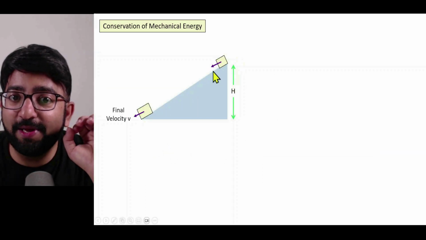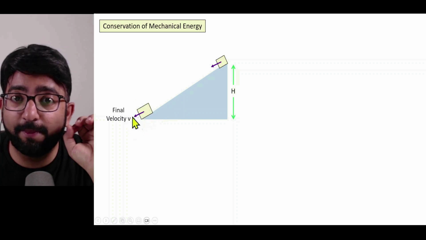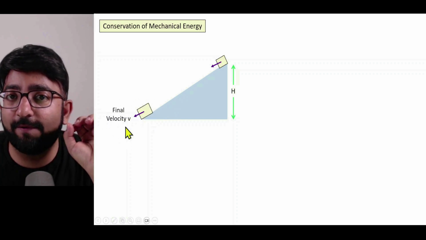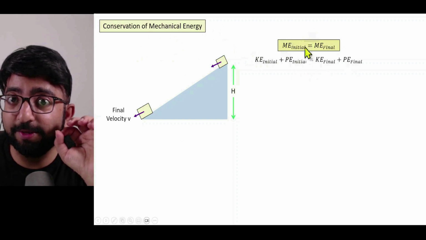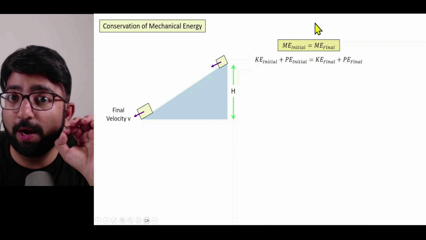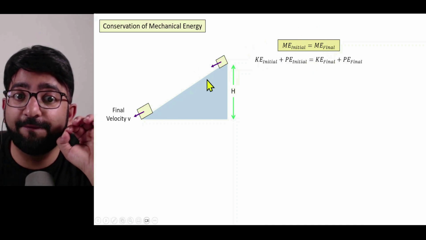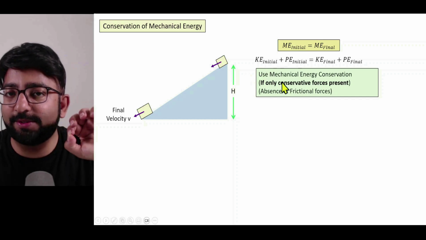So again, consider we have a block which is kept on an inclined plane and it is sliding down this incline and finally reaching the bottom of the incline at the final velocity v. According to the law of conservation of mechanical energy, initial energy will be equal to the final energy. But do remember, you have to apply this equation only if friction is absent. So let's use mechanical, remember this as a rule.